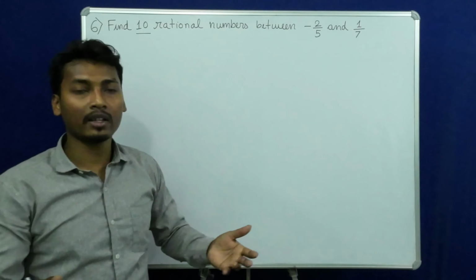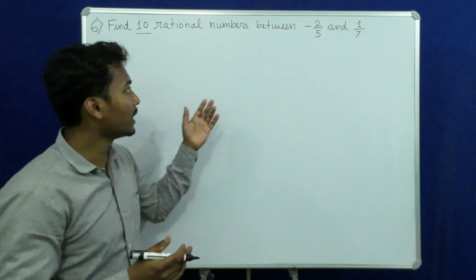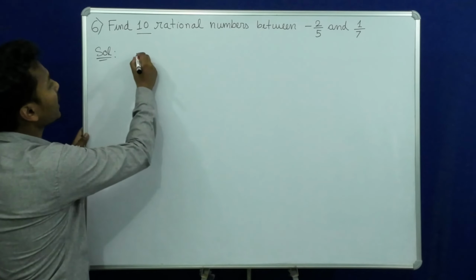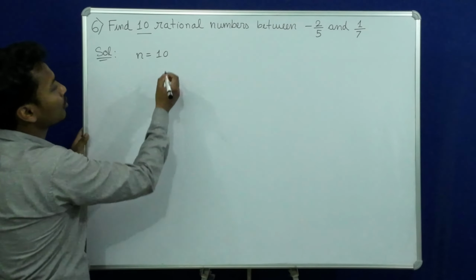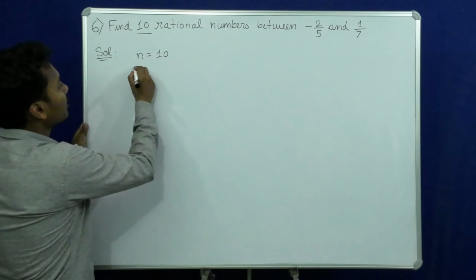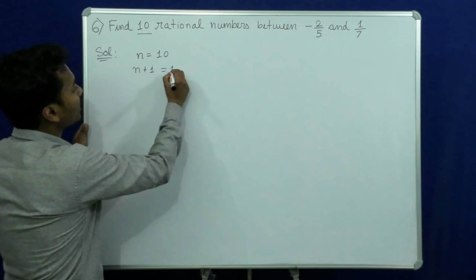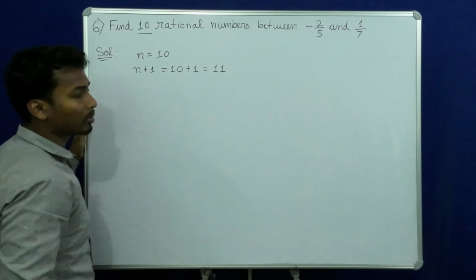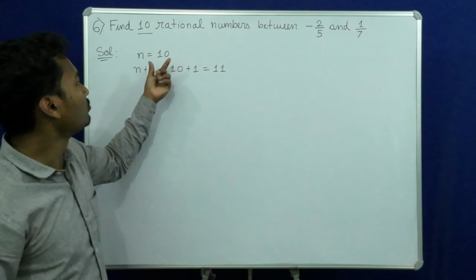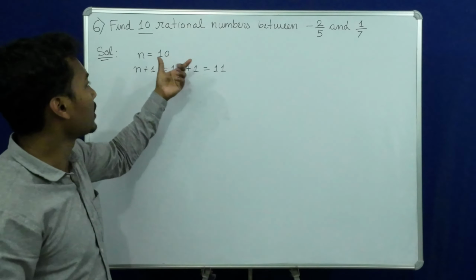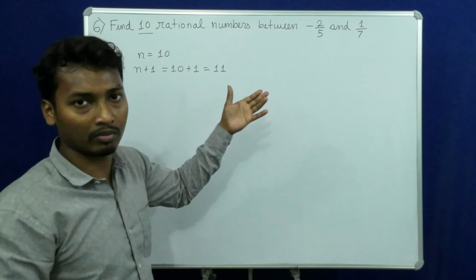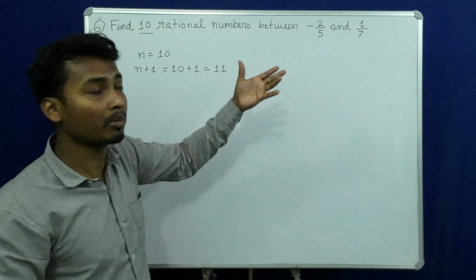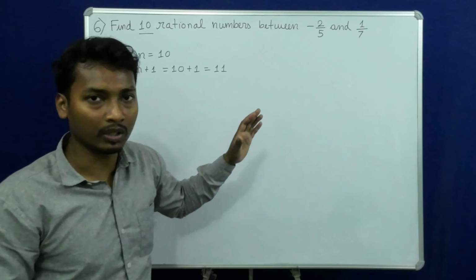So we can apply the same method where we consider, let's begin solution, where we consider n equals to 10. So what we do then? N plus 1, which is equal to 10 plus 1, which is equal to 11. Now sometimes if you take the same value n and multiply it with the numerator and denominator, having the denominator same, you might be able to find the rational numbers in between the two rational numbers.